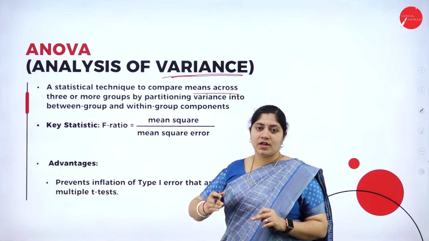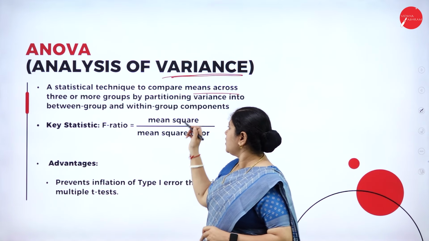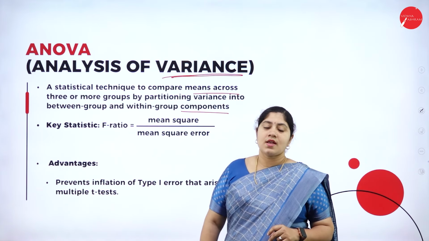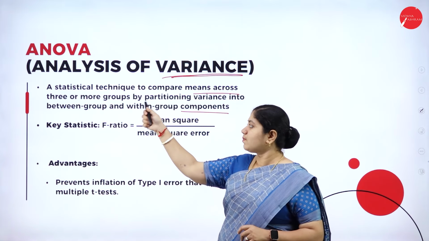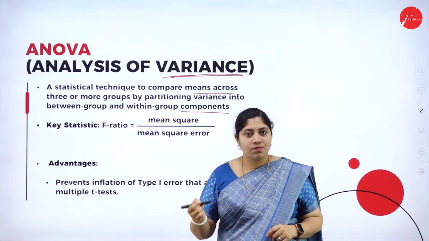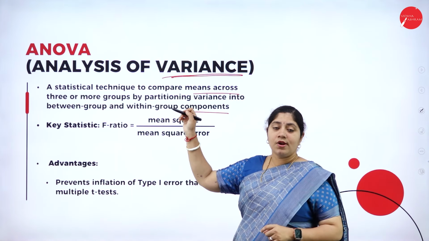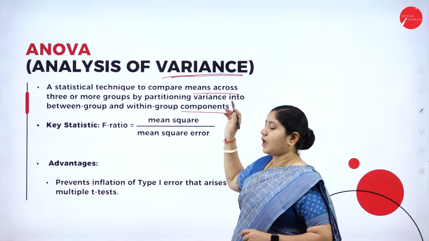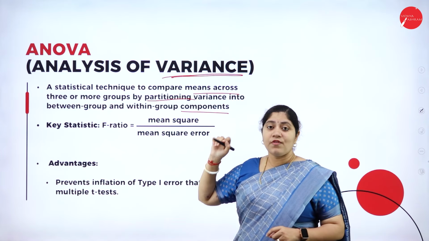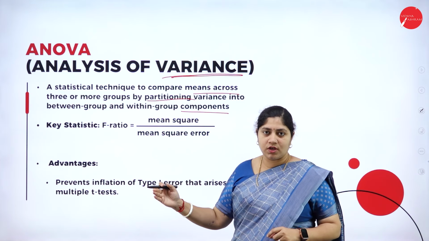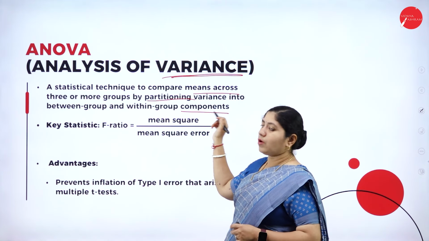So if we partition our samples in these two variance parts, then we can say the variance can be calculated very easily and in a simpler way. So analysis of variance is a statistical technique in order to compare the means across three or more groups by partitioning variances. So we will be partitioning variance as between the groups as well as within the group components.